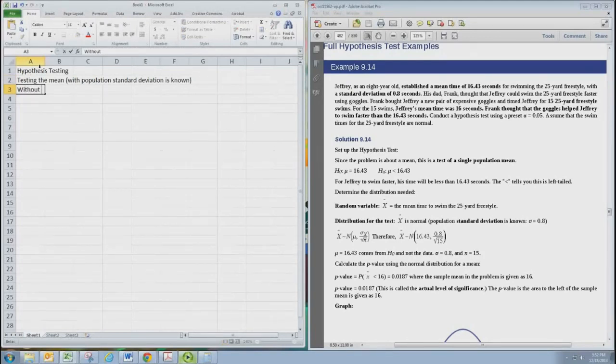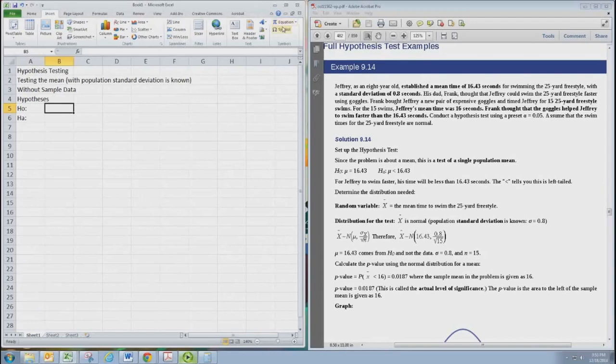We're looking at example 9.14 from the book, and here's where you're not given sample data, rather you're given summary statistics. I'll show how you can easily adapt this for using sample data. And we'll start with the hypotheses. So we need a null and alternative hypothesis. And we're testing the mean, so we're going to use the lowercase Greek letter mu.